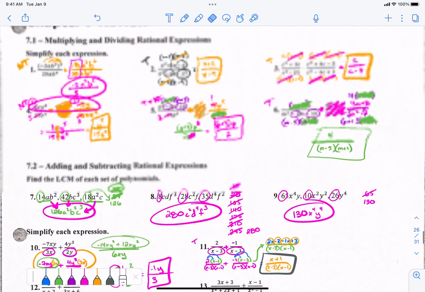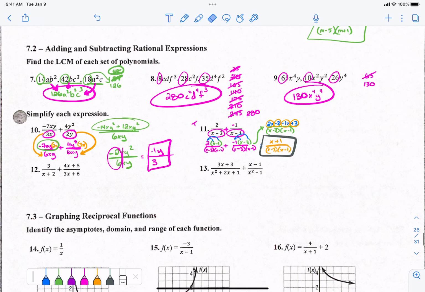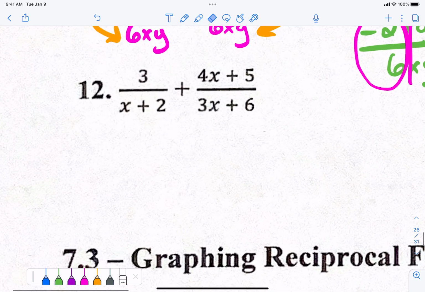This is the second half of the Chapter 7 review. We're going to try to get through this today. We're starting with number 12. Okay, number 12.